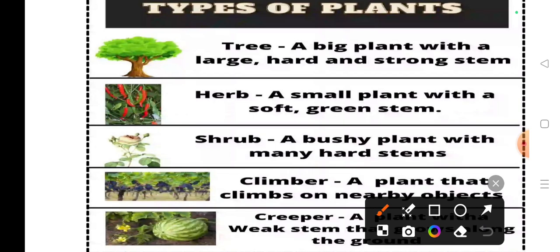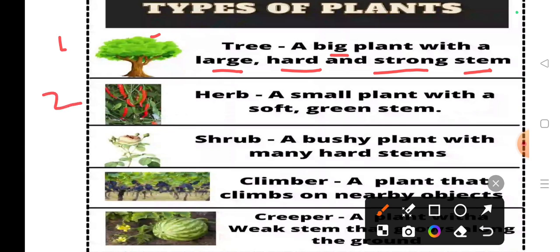Okay. First, this is the tree. The first category is tree. You can see the image of a tree. Trees are big in size. And what about the stem? Stems are large, hard, and strong. You can name some examples of trees like mango tree, peepal tree, or neem tree. Okay, these are the examples of trees.